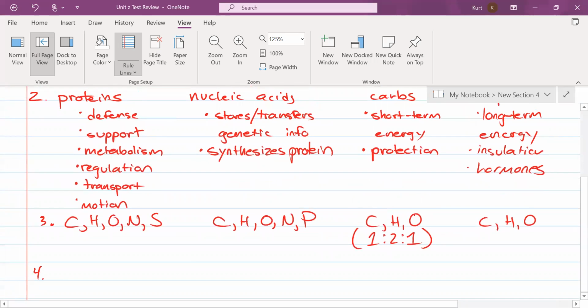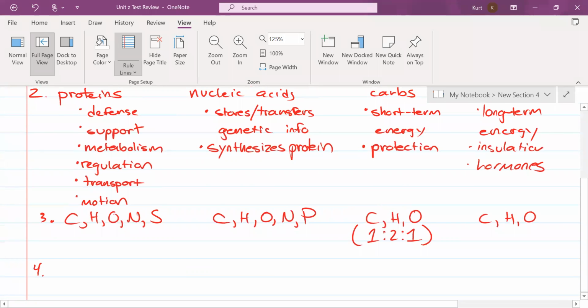Now we're on to number 4. Let's just keep these columns here, guys. I'll do this. Check this out. Number 4, I'll put M for monomer, P for polymer. Okay. The first column is going to be proteins. What are the monomers of proteins, Scout? Amino acids. Very good. What are the polymers called?